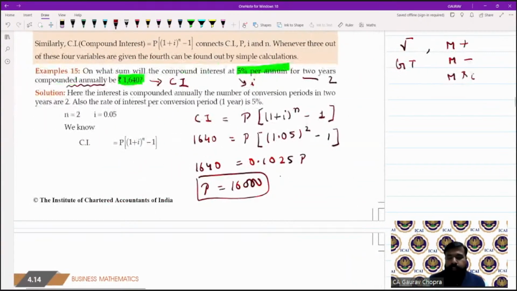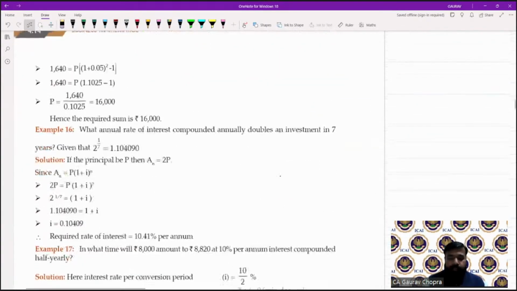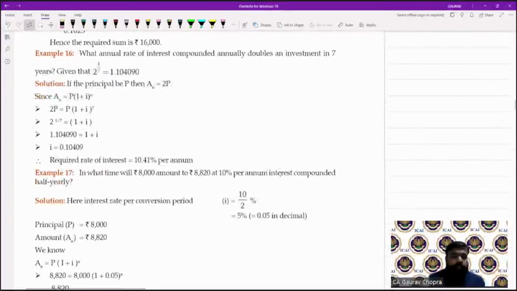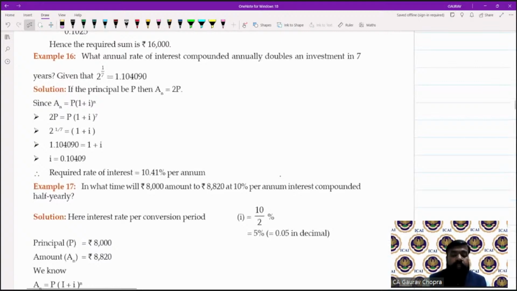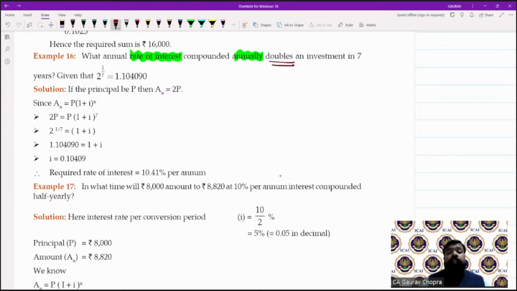So this was example number 15. Now let's try example number 16. What annual rate of interest compounded annually doubles an investment in 7 years? So this time we have to calculate the rate of interest. So what should be the rate of interest? Compounding is on annual basis, doubles an investment. So now we are given this situation, investment is getting doubled.